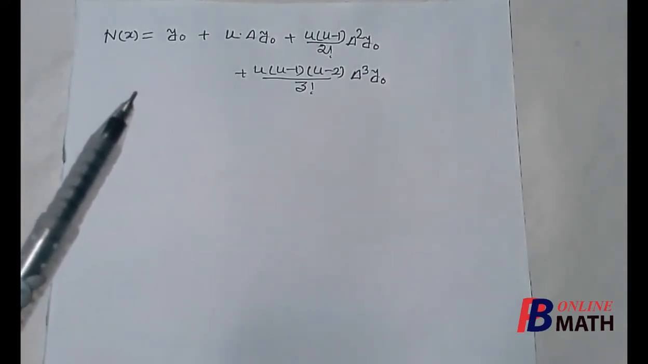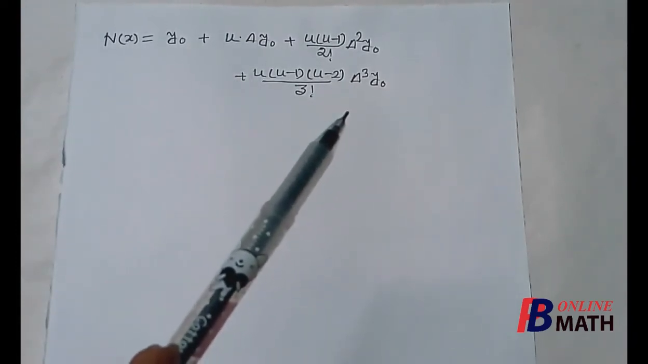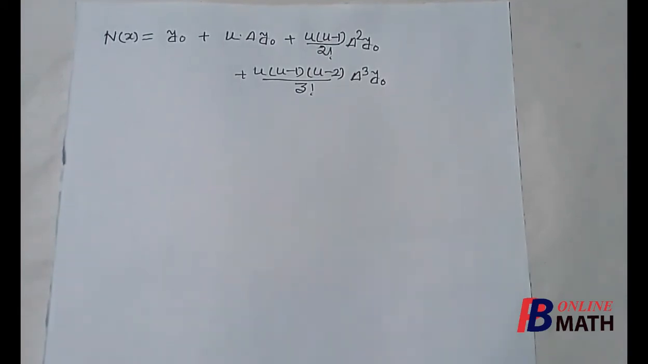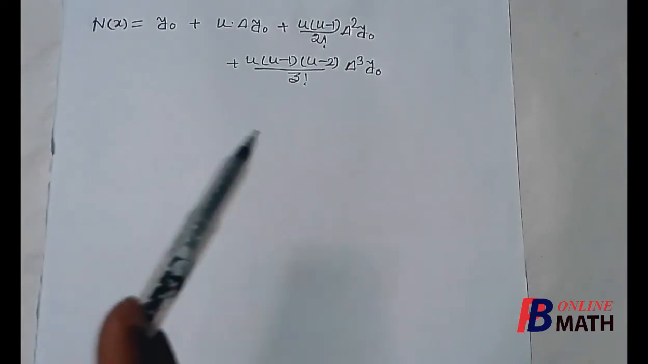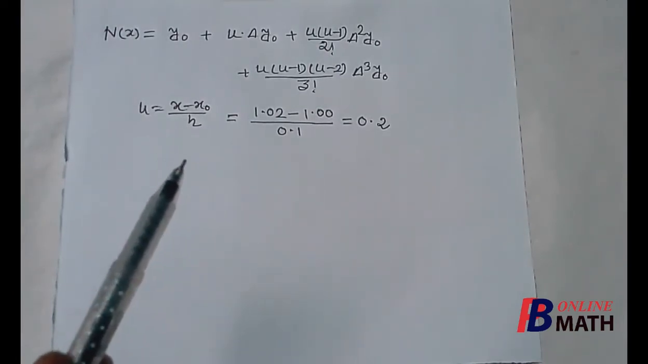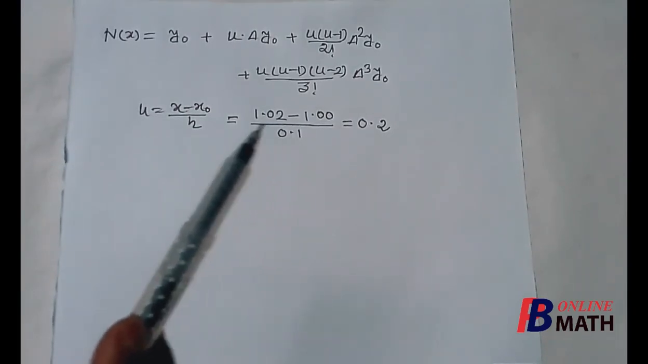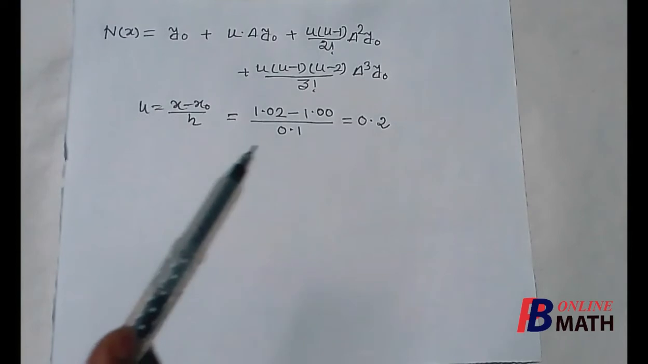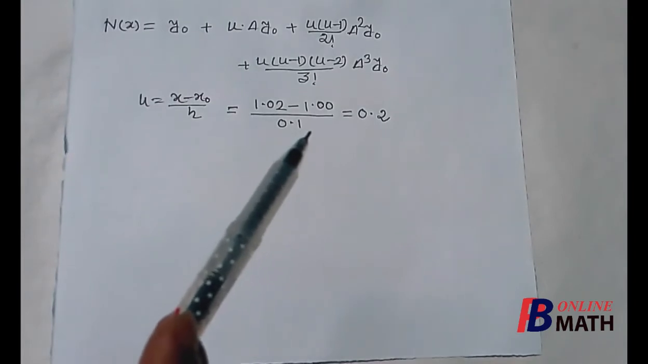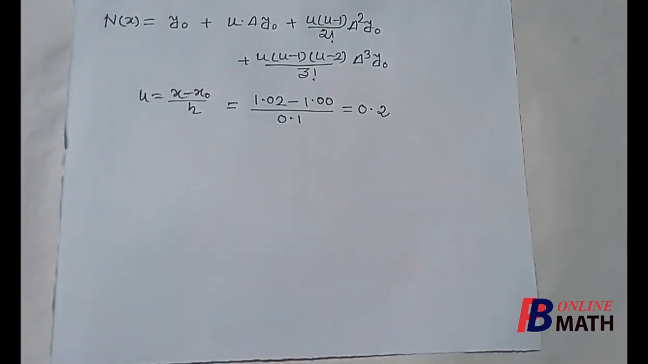We have obtained that this is the Newton's forward interpolation formula, and we need only the first 4 terms because only up to third order forward differences are obtained from the table. So the remaining terms need not be calculated. Now we need to replace all these values. First we need to replace u. Now we know that u is equal to (x minus x0) by h. Now x is equal to 1.02, this is given, and the value of x0 is 1.00, divided by h, and h is the distance between any two consecutive points, which is 0.1. So if we compute this, we find that u is equal to 0.2. So this is the value of u.